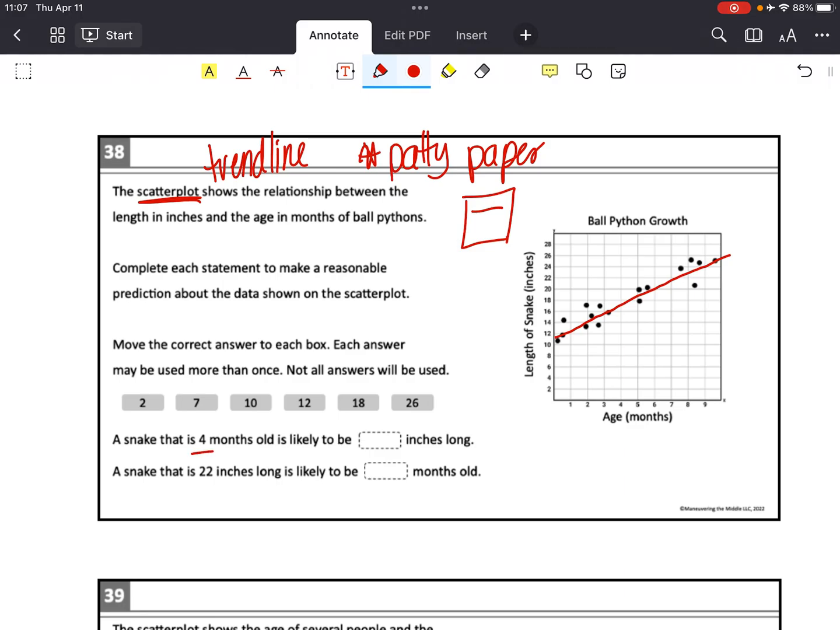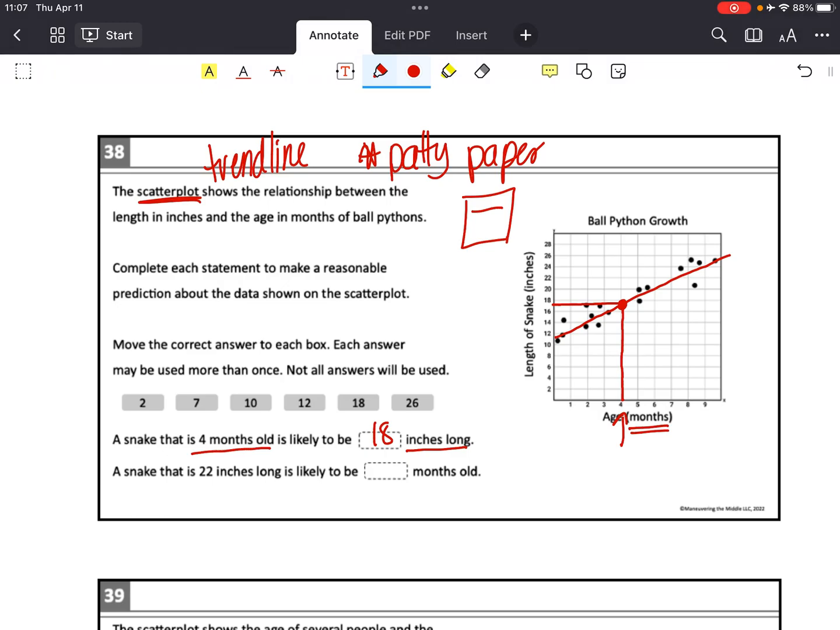So it says a snake that is 4 months old is likely to be blank inches long. So what I need to do is find 4 months. Months is on my x-axis, find the number 4. From there, I'm going to go up. This is where the coordinate point would be. Then go to the side. So it looks like my answer is close to maybe 17. So therefore, 18 is my answer.